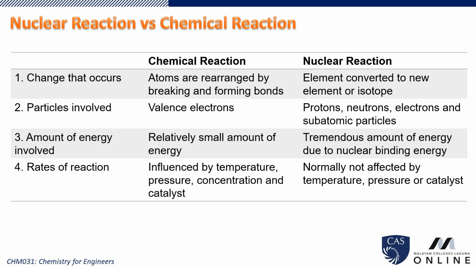Now, let's compare nuclear and chemical reactions. In chemical reactions, electrons are involved and atoms are rearranged. In nuclear reactions, the nucleus itself changes, often producing new elements. Most importantly, nuclear reactions involve much larger energy changes.